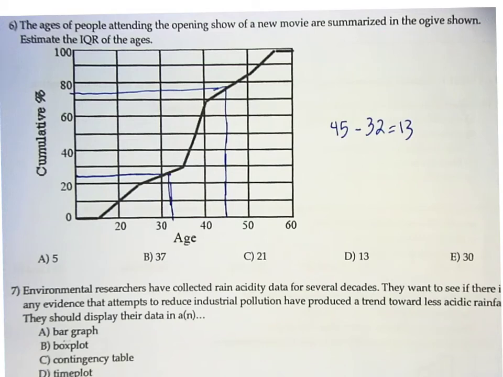Looking at the ogive, you can see that it's a cumulative graph, meaning that when you get to the top, 100% of the people were ages 60 or under. Hence, to get the IQR, we're going to need the upper quartile, which we find by going to the 75 and going down and seeing that that was about 45. The lower quartile, which is the score 25% scored less than, which we see is about 32. When I take the upper quartile minus the lower quartile, I get 13.